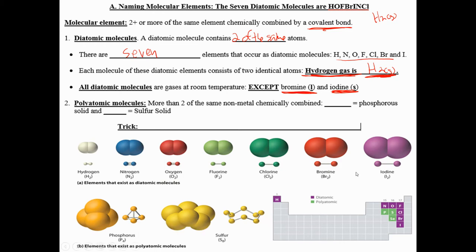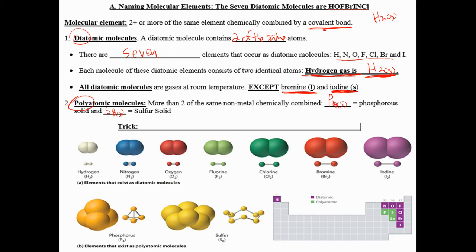So there are also molecules called polyatomic molecules. And polyatomic molecules are basically the same nonmetals connected to each other, but there's more than two. So poly means more than two, many. Di means two. So phosphorus is one of those polyatomic molecules. In nature, it exists as P4, 4 of it connected to itself. And sulfur exists like that as well, S8 solid. So phosphorus solid and sulfur solid.